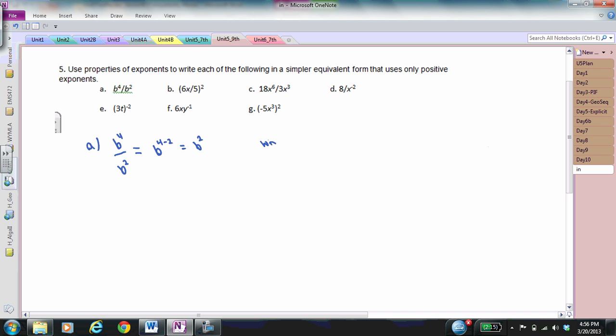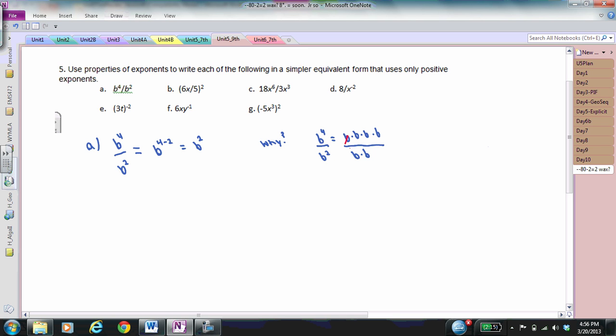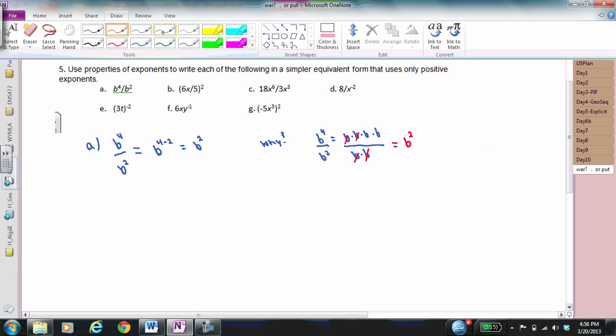Now you're asking, why does that work? Well, what does b to the 4th mean? b to the 4th means b times b times b times b, over b squared. What does b squared mean? b times b. So if I look, b over b simplifies to 1. b over b simplifies to 1. So I'm left with just 2 b's. And b times b is b squared. So that's a kind of a proof of why we got that answer.